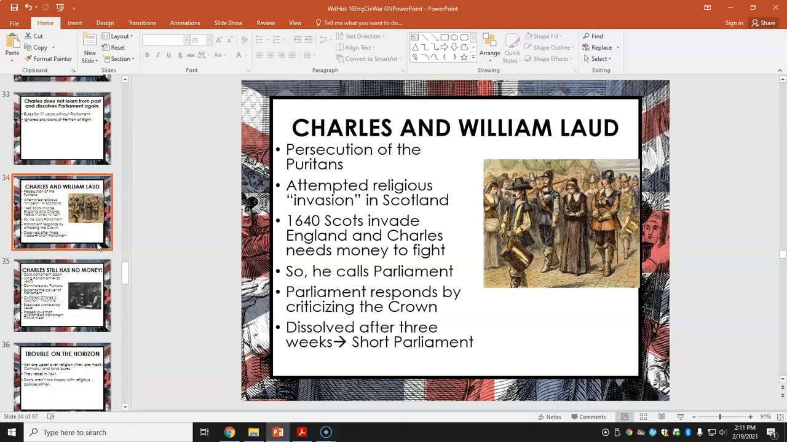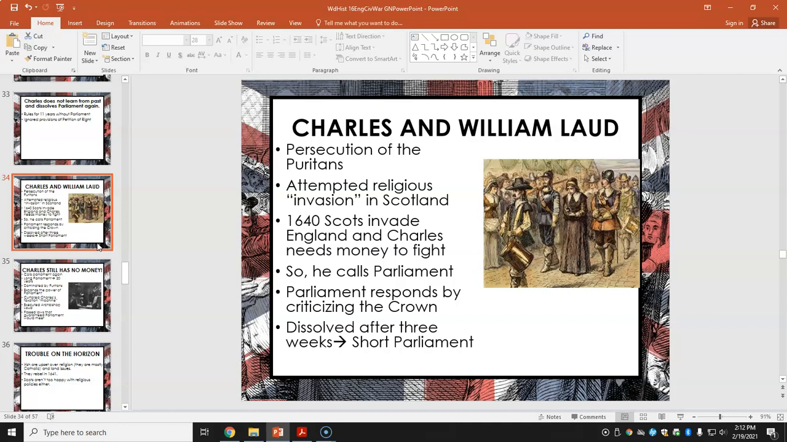We get into Charles and William Laud. They are responsible for persecution of the Puritans. They attempted a religious invasion in Scotland. In 1640, the Scots invade England, and Charles needs money to fight. So what does he do? He calls Parliament. Parliament responds by criticizing the crown, which is not a good look. It shows that there's not unity between the country.